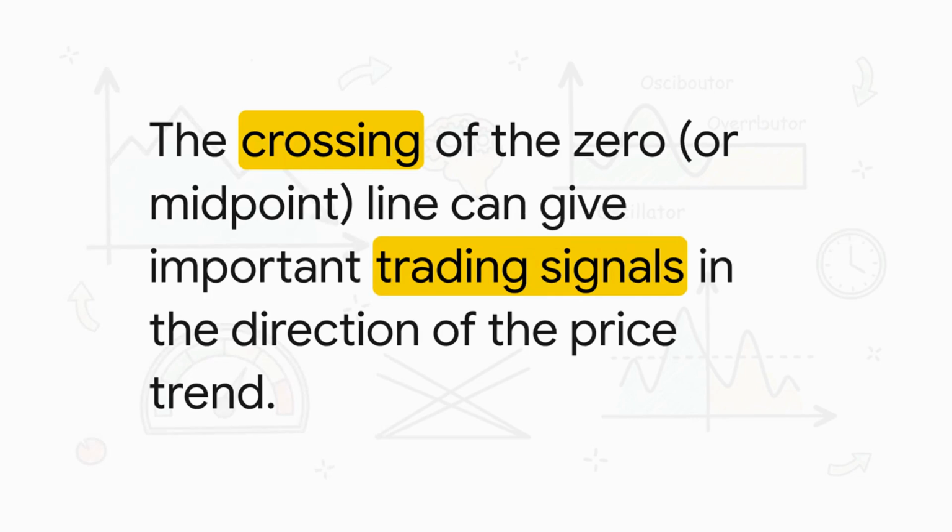All right, our third signal is maybe the most straightforward of them all, the midpoint cross. A lot of these tools have a 0 line or a 50-level line right smack in the middle.